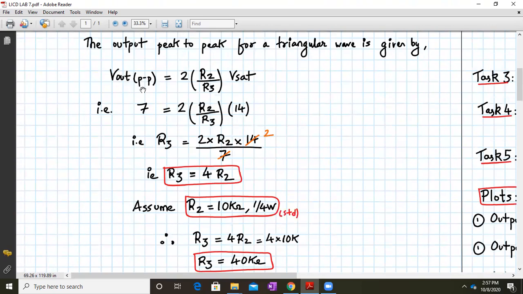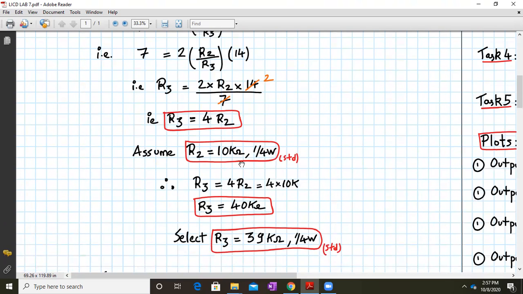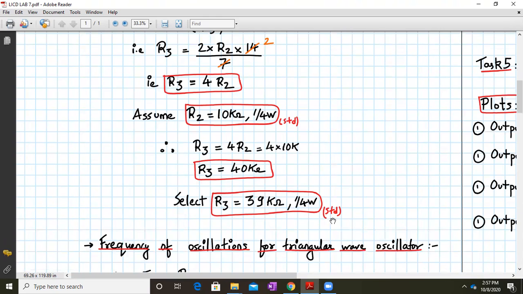Over here, Vout peak to peak desired is 7 and Vsat we have assumed to be 14. So we get R3 in terms of R2. You assume the value of R2 as 10K standard. So R3 will be around 40K and the standard value will be 39K. Now in LTspice, you can take the value directly as 40 kilo ohm.